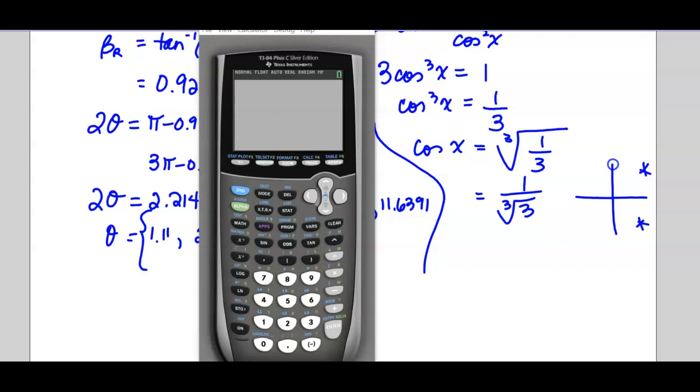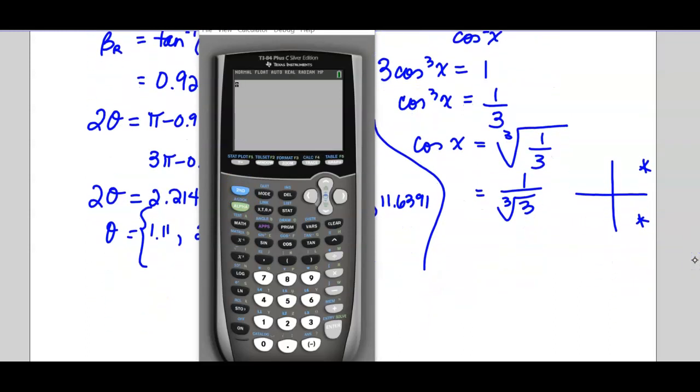Okay, so your reference angle will be the inverse cos of that. So second, what are we answering here? Radians or degrees? So degrees. So mode, degree. Okay, so second cos. You can do the cube root of 1 over 3. You can go 1 divided by, cube root is in math. You could go 1 divided by 3 to the 1/3. You remember back to math 10.